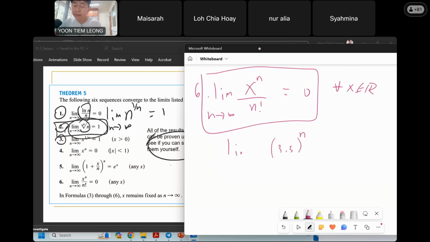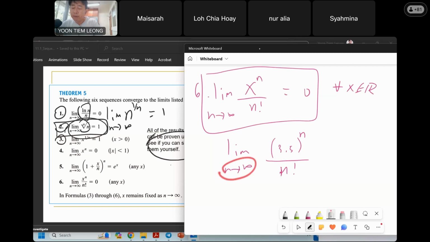So when n goes to very large, then 3.5 raised to the power of n, of course, will increase exponentially. But downstairs, you have n factorial. N factorial is also a function that is increasing. So when n increases, the 3.5 power n is a power function that is increasing very fast. Downstairs is also a factorial function which is also increasing very fast.